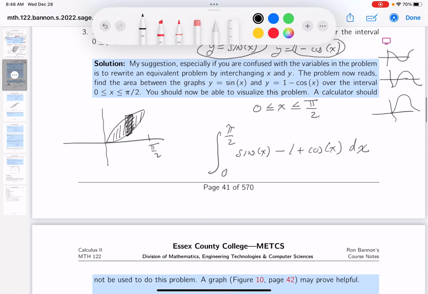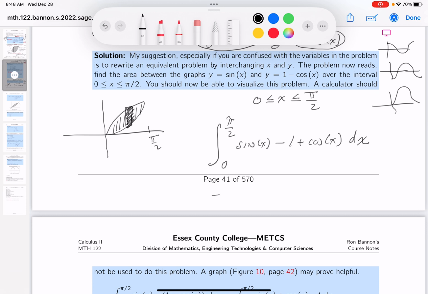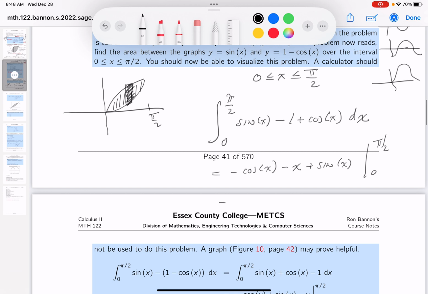All right, let me do the integration. And this is going to be, let's see, minus cosine of x minus x, and then it's going to be plus the sine of x. The limits of integration, 0 to pi over 2. And let's do our evaluations now. So the cosine of pi over 2 is going to be 0 minus pi over 2. The sine of pi over 2 is 1.